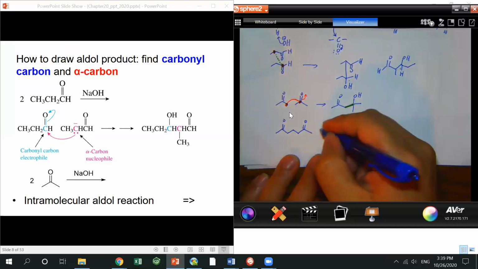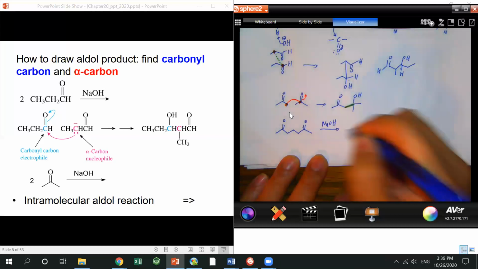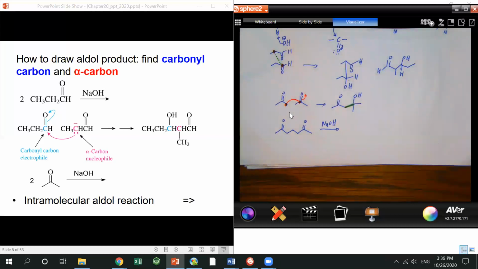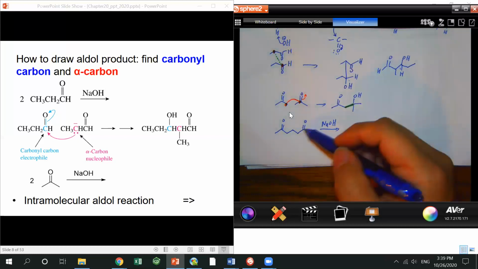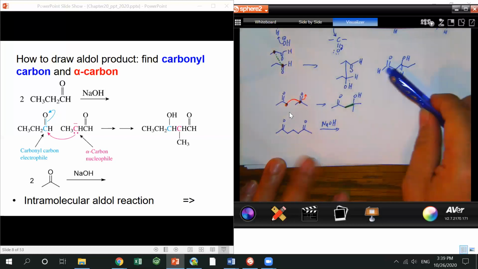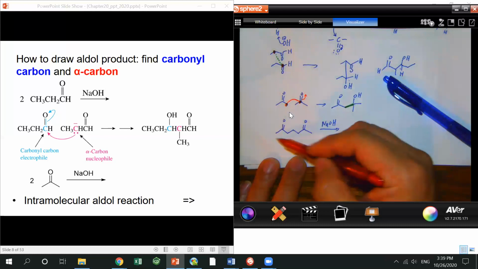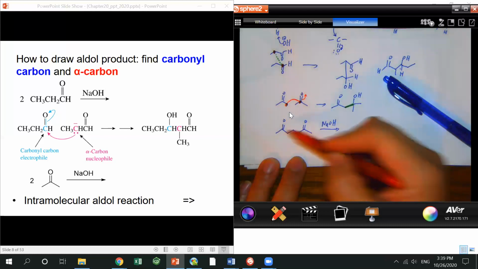So we have this diketone. We apply some sodium hydroxide, and then we can have an Aldol reaction. Here's the question for you guys. Because it's a symmetrical one, it doesn't matter which one attacks which, but it's probably easy to assume the left one attacks the right one.